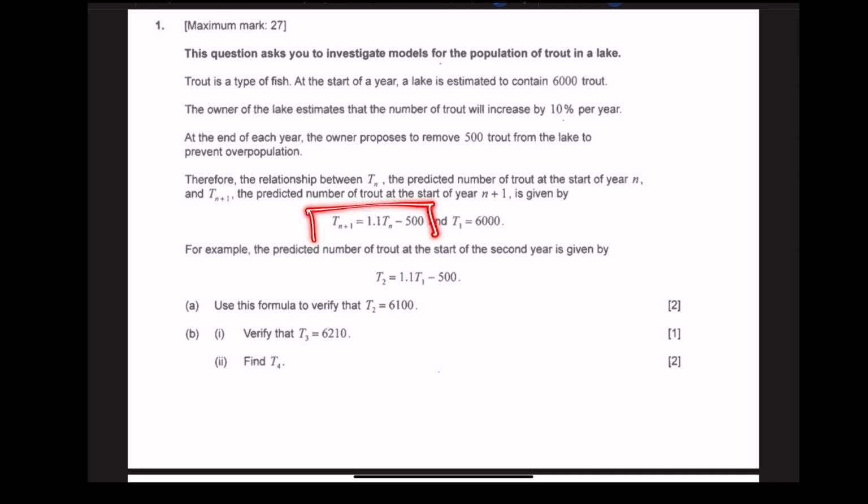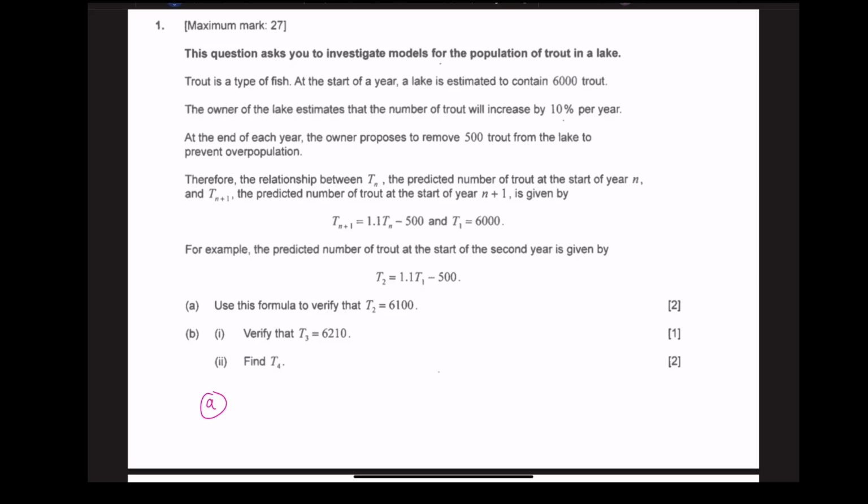So this is the predicted formula. This is fine because every year it's increasing by 10%. So 1.1 of Tn, and also you're removing 500. We get this expression, and T1 is given as 6,000. So first you have to use the formula to verify that T2 equals 6100.